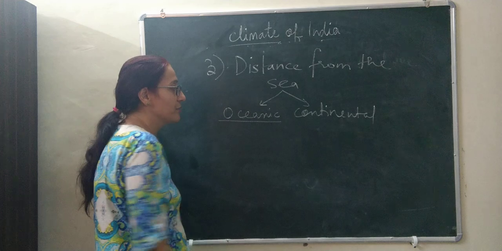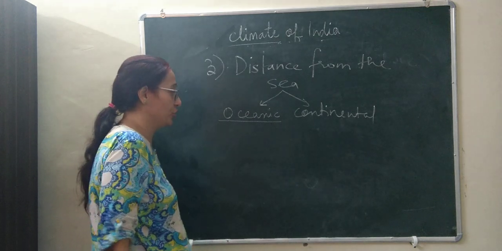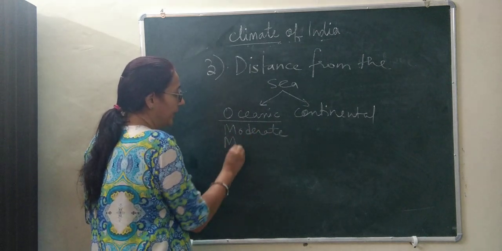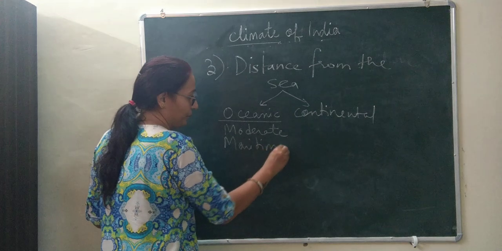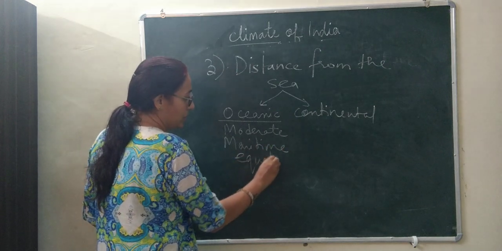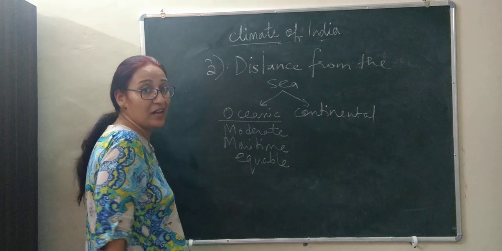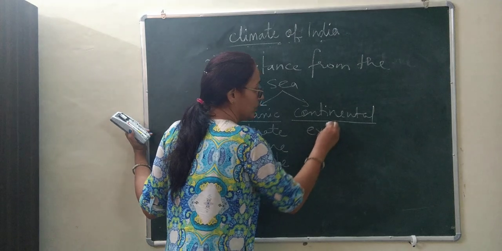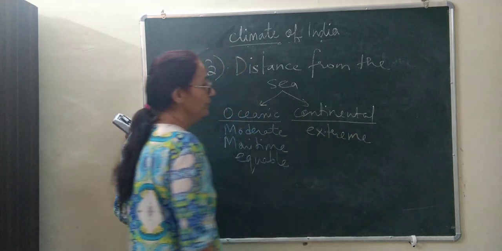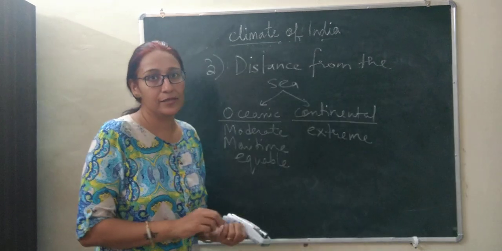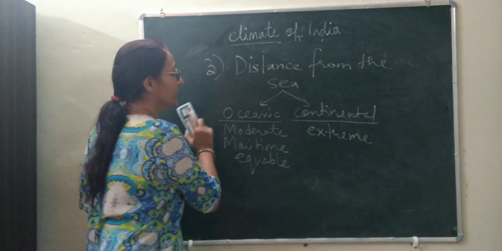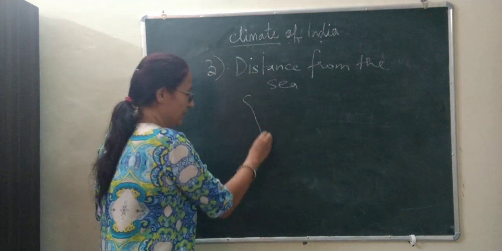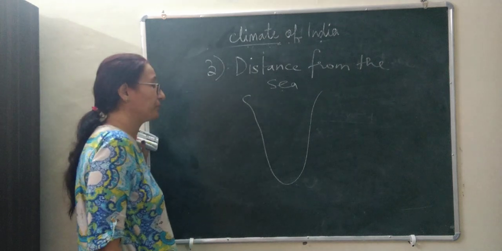There are some other terms we can use for this. Oceanic means moderate, that is maritime, equable. So these are the terms we can use for oceanic. Continental, we can use here extreme. So if we see the places near water bodies, you can learn with the help of this rough sketch.